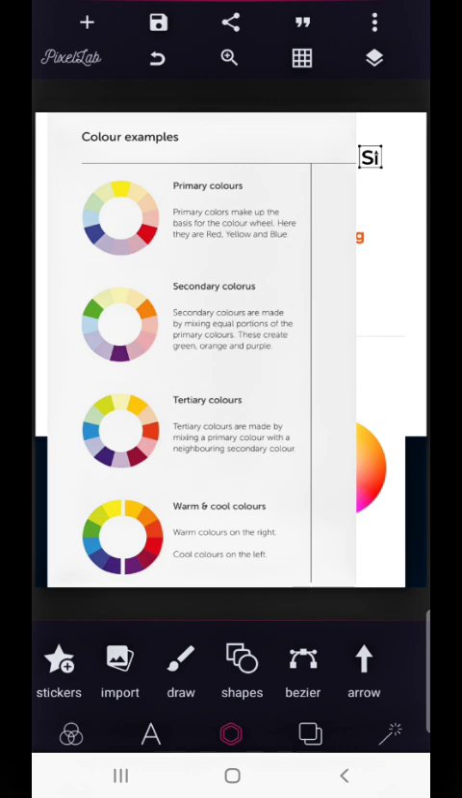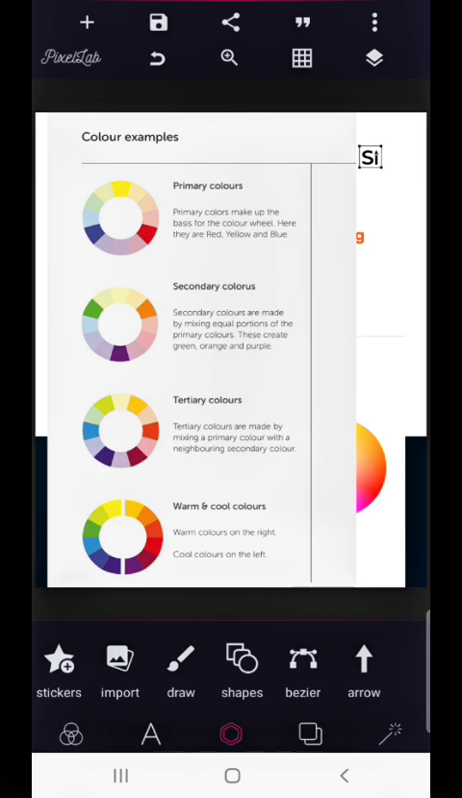made by mixing equal portions of the primary colors. This creates green. When you mix green and orange together, you get yellow. When you mix the purple and the orange together, you get red. When you mix the purple and the green together, you get blue. You understand? So in combination of those colors, that is where you form the primary color.